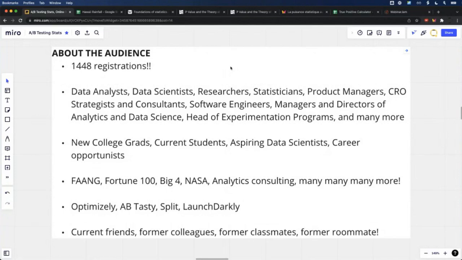We have new college grads, we have current students, we have aspiring data scientists and career switchers who want to change their careers. We have folks from FANG, Fortune 100, Big Four, NASA. We have folks from analytics consulting firms like Mu Sigma, Tiger Analytics, Latent View Analytics, and many, many more companies. We have folks representing Optimizely, AB Tasty, Split, LaunchDarkly. These are some of the top vendors in the space of experimentation, which other companies can integrate with their own platform and start running experiments.